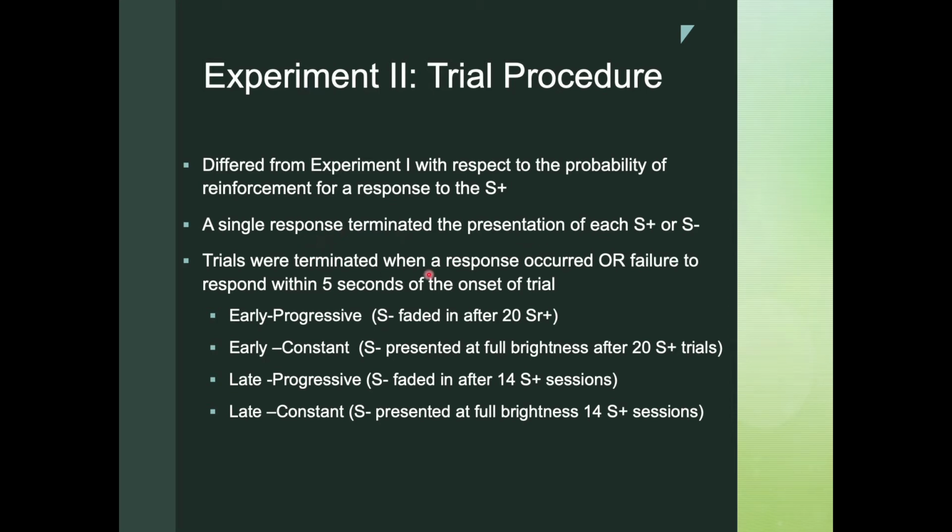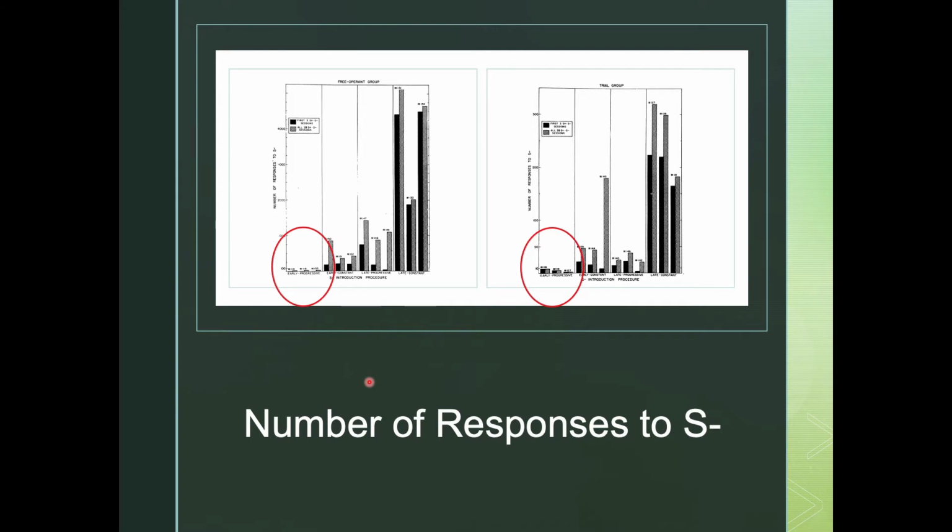And trials were terminated if a response occurred to any key, or if there was a failure to respond within 5 seconds of the onset of the trial. So if the pigeon did not peck within 5 seconds of the S minus, it switched back to the S plus. And again, they used the early progressive, early constant, late progressive, and late constant methods for introducing S minus.